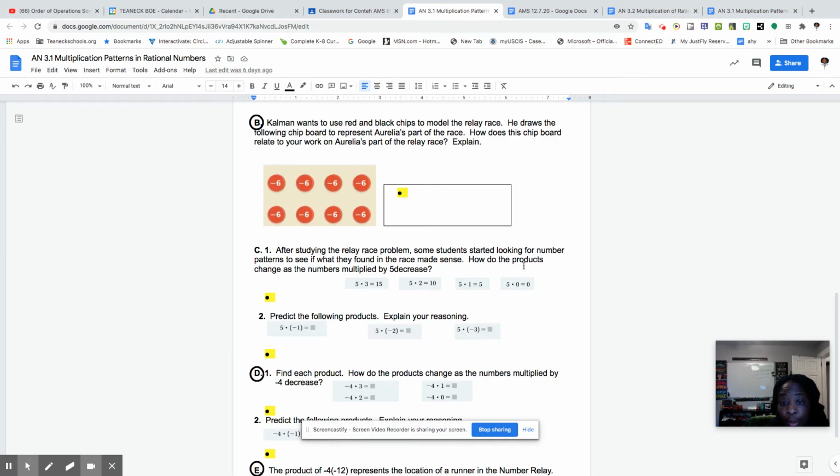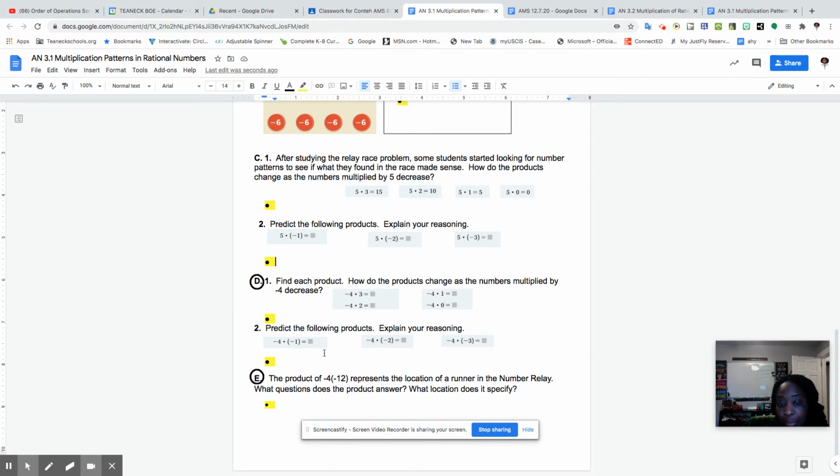And then here, you're asked to look at some of the patterns, okay? So 5 times 3 equals 15, 5 times 2 equals 10, 5 times 1 equals 5, 5 times 0 equals 0. What do you notice about the products? What's happening? And then you're asked to predict the products for the following here. And remember, just please make sure you write by the yellow highlighted bullet, okay?